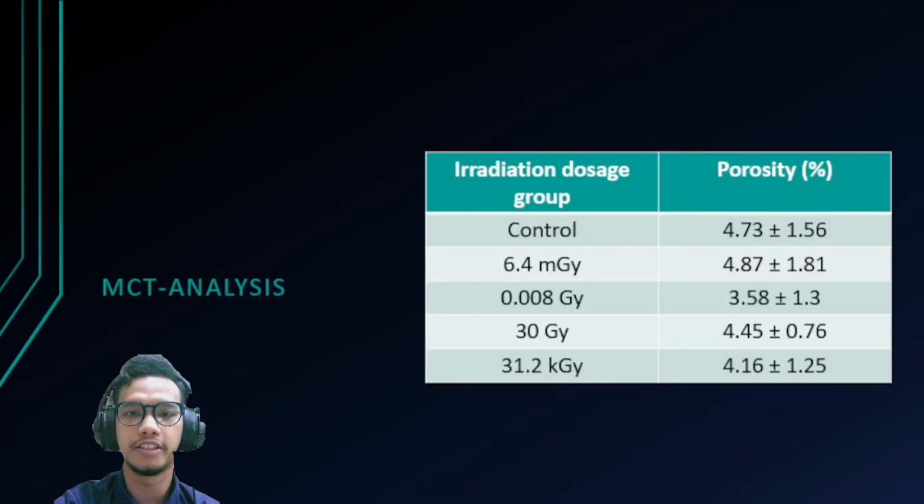For microCT analysis, there is not much going on here. As you can see from the table, the porosity for the control group is 4.73 plus minus 1.56%. For 6.4 milligray it is 4.87 plus minus 1.81%. There is 3.58 plus minus 1.3% porosity for 0.008 gray, while 30 gray has 4.45 plus minus 0.76% porosity, and lastly 31.2 kGy has 4.16 plus minus 1.25% porosity.